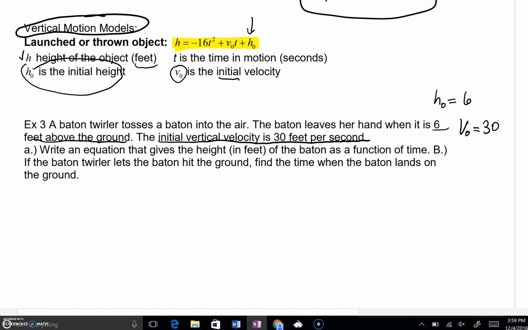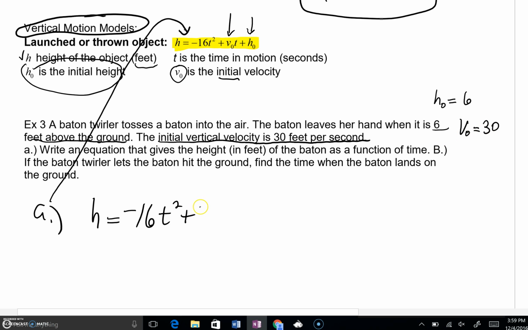And all they want you to do for part A is to write an equation that gives the height as a function of time. So for part A, we're going to be following this equation right here. H is equal to negative 16t squared. What's our beginning velocity? Well, in this problem, it's 30. So v naught, the beginning or initial velocity, is 30. Notice also when I'm writing my t, I'm putting a little hook at the bottom so I don't mistake it for a plus sign. That's very easy to do. Finally, we're going to say plus the initial height. Well, the initial height is 6. Believe it or not, we are now done with part A.